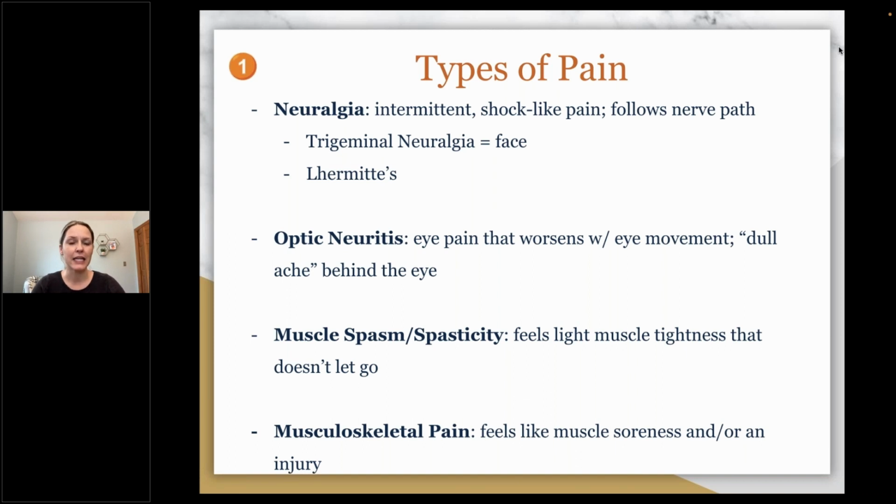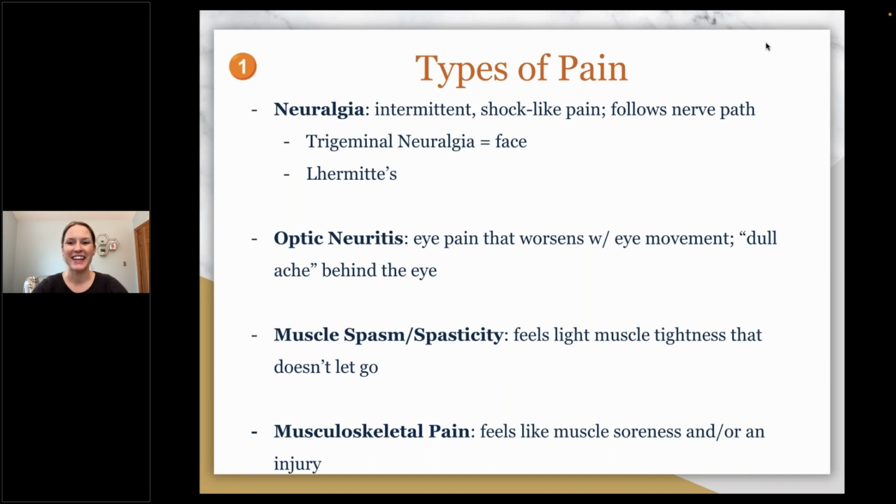Lhermitte's sign is a type of pain that is a form of neuralgia. It is a shock-like pain that goes down your spine when you look down. So it's actually caused by neck movement, so movement in your body. It's specifically when you look down, you get that shock-like pain that goes down your spine. For some people, it goes down really far. For some people, it just goes down to your neck and then it stops there. But those are different types of shock-like pain. Intermittent, it comes and goes. That is under the branch of neuralgia.